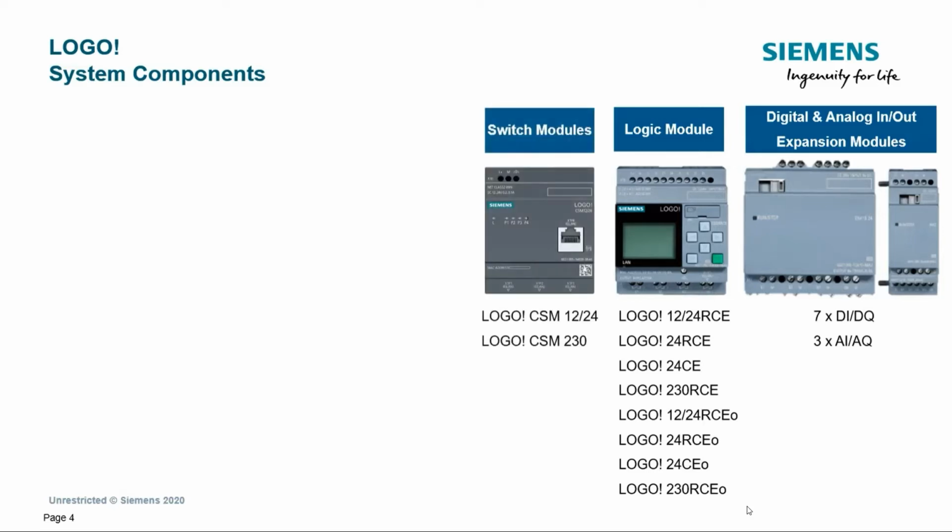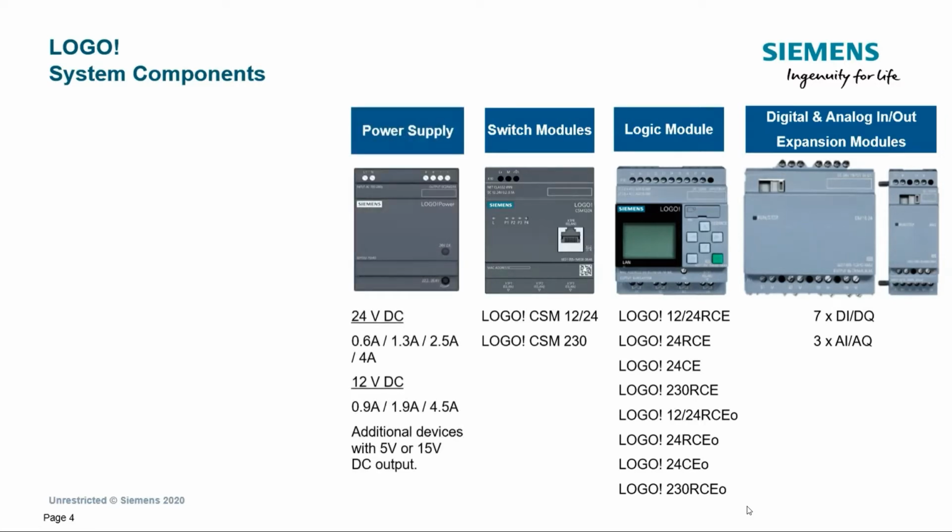On the other hand, we have also some supplementary modules, such as an Ethernet switch module that comes in the design of Logo. This also comes in 2 different variants. We have also power supplies that come in the design of Logo that have different voltage output ratings as well as current.